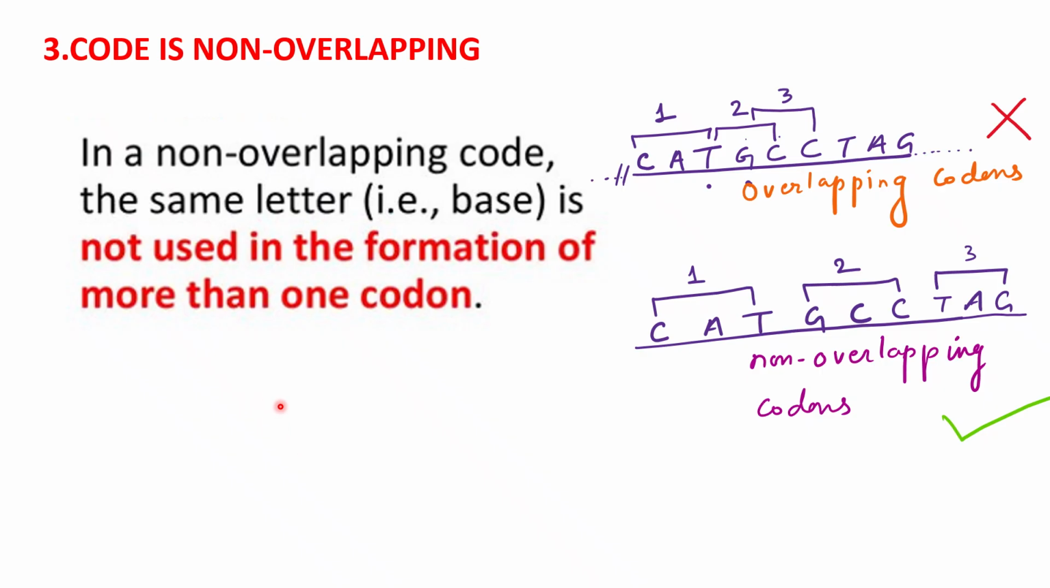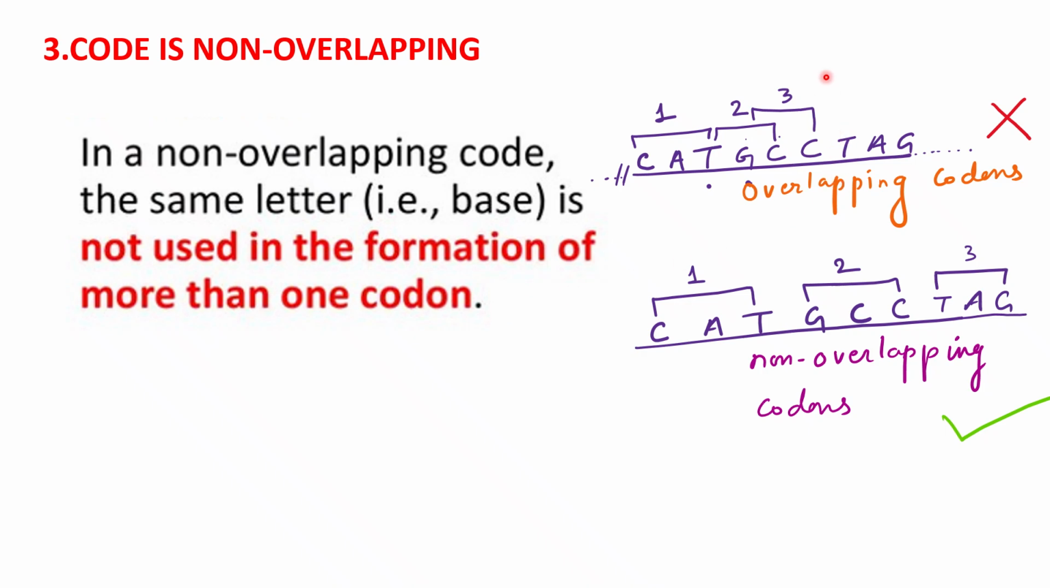The third property says code is non-overlapping. What do we mean by this? It means in a non-overlapping code, the same base is not used in formation of more than one codon.